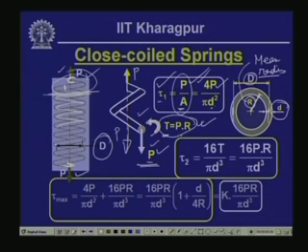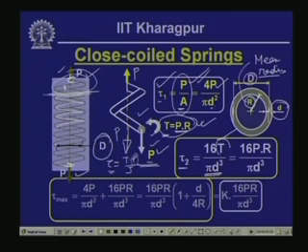Now, because of the twisting moment T, which equals P into R, we get another component of the shearing stress, which is 16 T by pi d cube. This we have seen earlier, that T by J equals tau by rho, and tau is equal to T rho by J, and rho for a circular section is d by 2 and J is pi d to the fourth by 32, and thereby we get tau as 16 T by pi d cube.